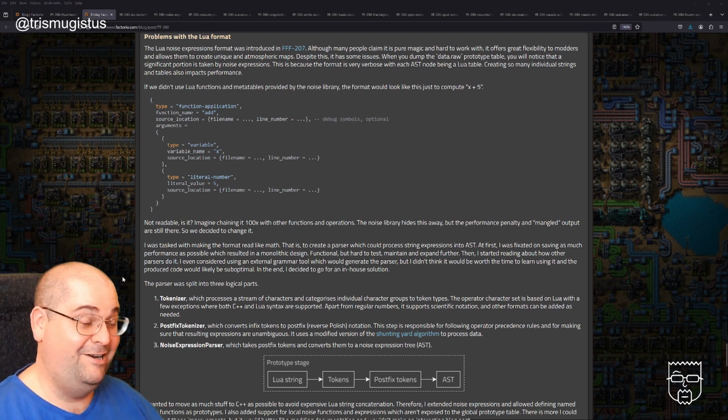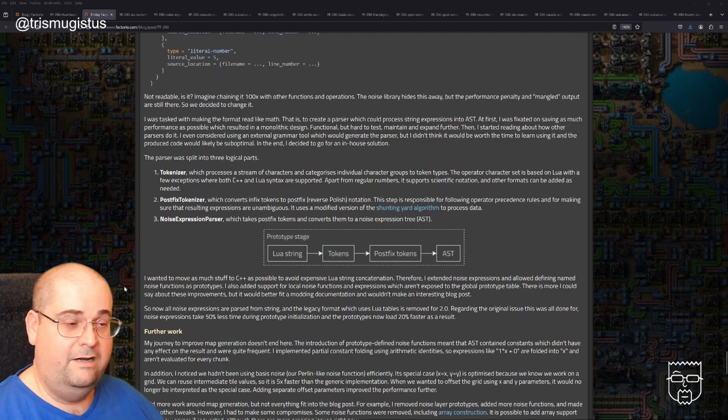I said it got very techie, didn't I? Not readable, is it? Imagine chaining it 100 times with other functions and operations. The noise library hides this away, but the performance penalty and mangled output are still there, so we decided to change it. I was tasked with making the format read like math.